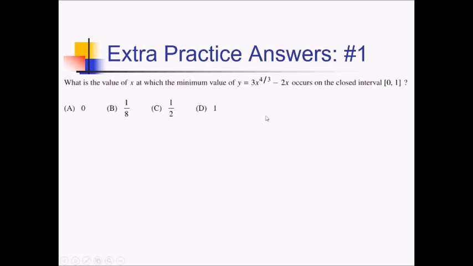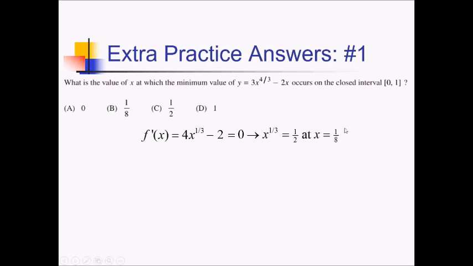Let's find those critical values by taking the derivative of this expression. Using the power rule, we have 4/3 times 3. That's going to be 4x to the 1/3 minus the derivative of 2x, which is 2. And we're going to set that equal to 0 and solve. If I add 2 and divide by 4, I've got the cube root of x equal to 1/2. Which means that if I raise both sides to the third power, x is going to be 1/8.